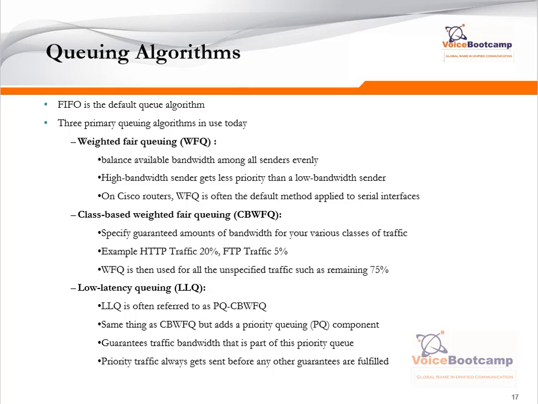Low latency queuing, which is often referred to as priority queue, or PQCBWFQ, priority queue class-based weighted fair queuing. Same thing as CBWFQ, class-based weighted fair queue, but it adds priority queuing to the traffic that is considered to be real time. It guarantees bandwidth for traffic that is part of this priority queue, and priority traffic always gets sent before any other guarantees are fulfilled.